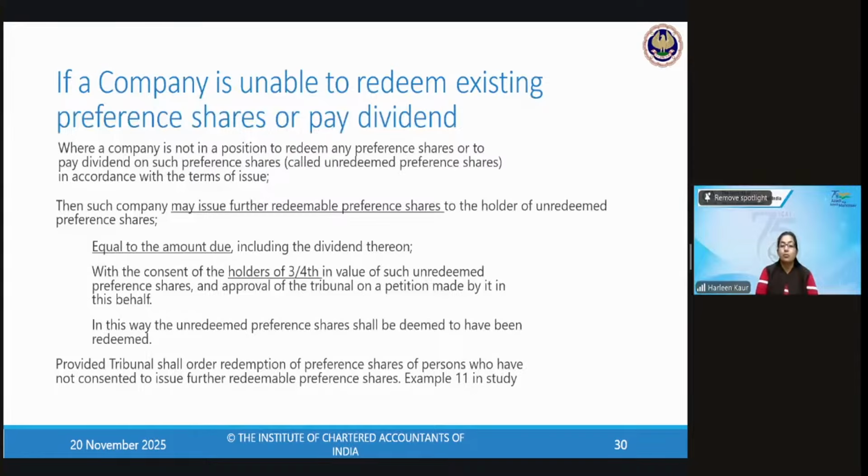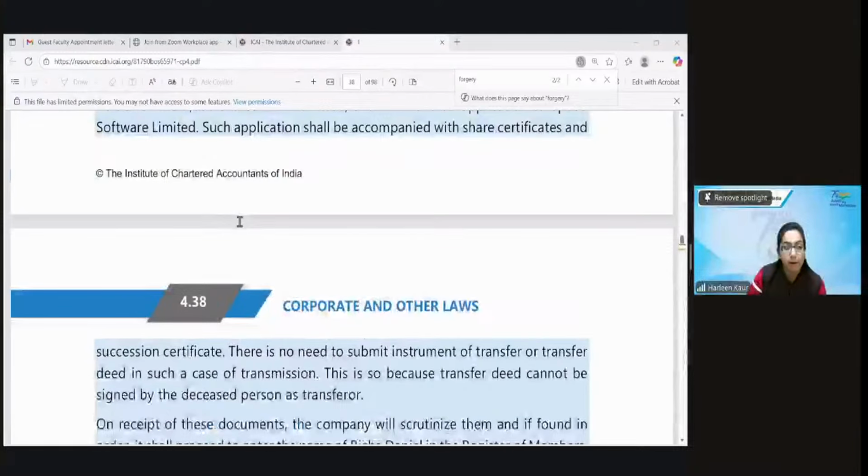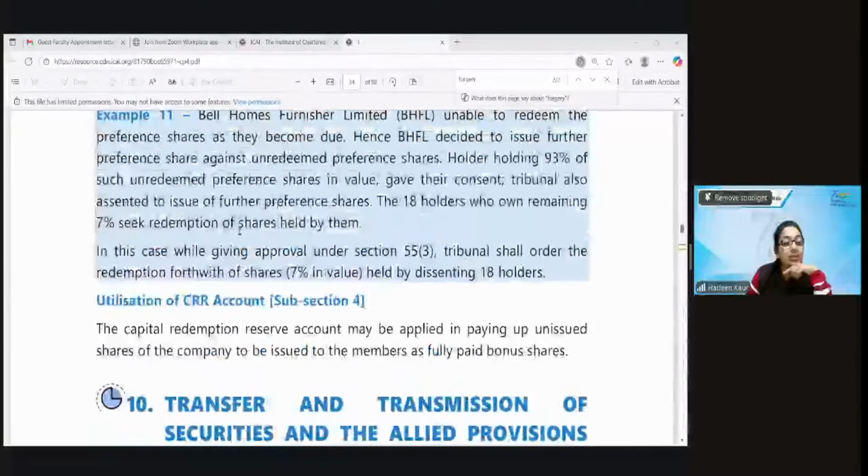And this issue of further preference shares shall be deemed to mean that the unredeemed preference shares have been redeemed, provided the holders of 3/4 have consented, and the tribunal orders the redemption of those who have not consented to the issue of further preference shares. So I have written a hint over here that example number 11 in the study material is important. We can revise that. All the examples given in the study material are very, very important.